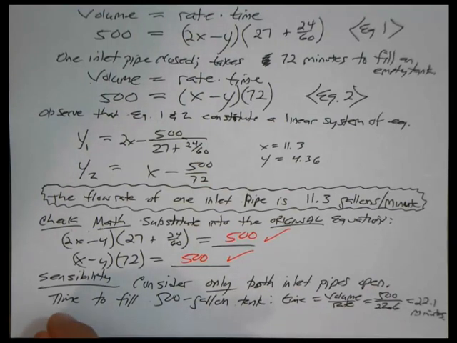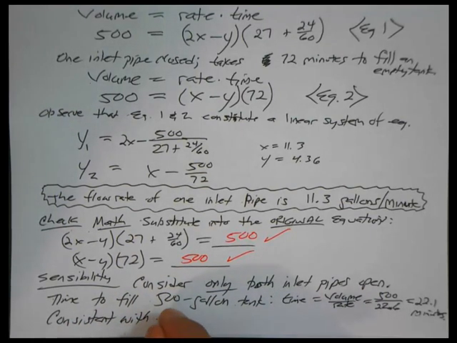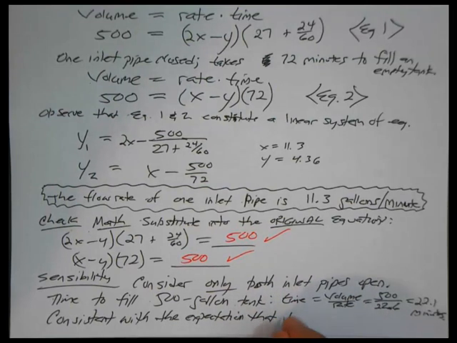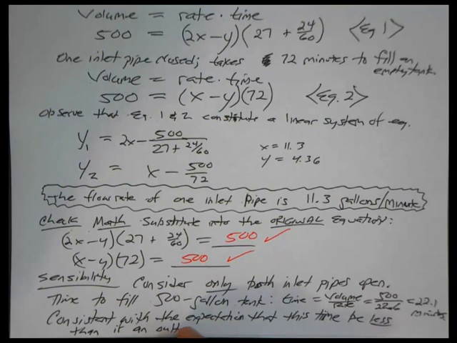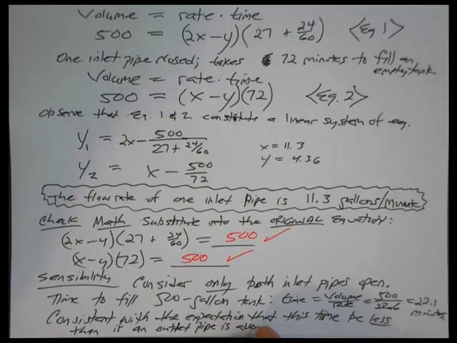Okay, so this is consistent with the expectation that this time be less than if an outlet pipe is also open. Okay. So, since that makes some sense, we've at least challenged our answer a little bit with something fairly simple to give it a feel that this really is correct overall.